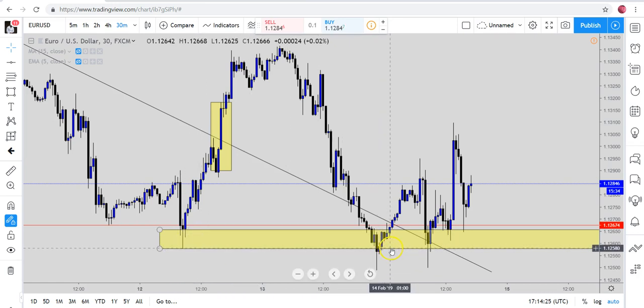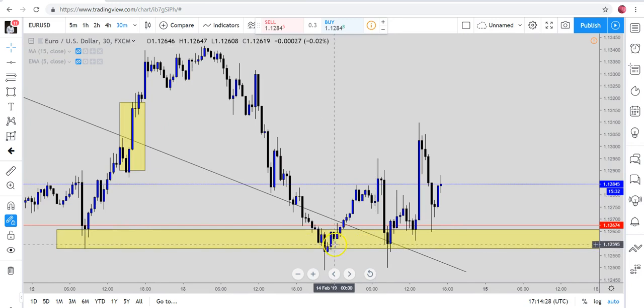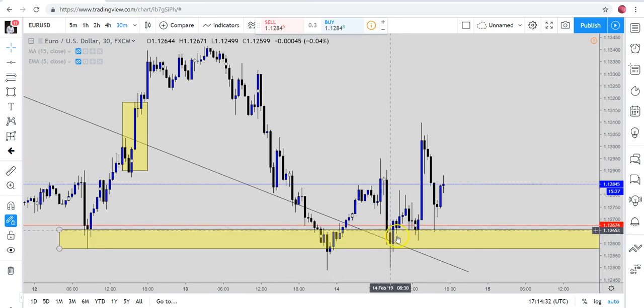Remember, we drew the zone. Nothing's breaking out of it. As long as you didn't see anything break out of it, you could have got in here. Another opportunity off this engulfing here. Another opportunity. Just highlight these.